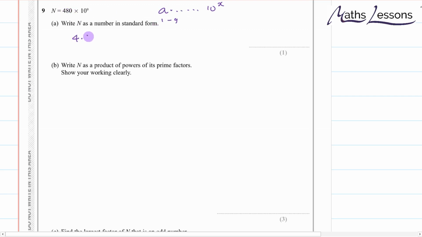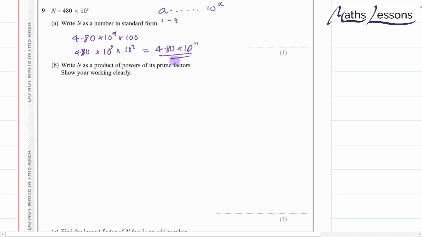So we want to move the decimal place so we end up with just a single digit number. So we need 4.80. We move it twice, so that means we've divided by 100. So we need to times by 100. Now 100 as a power of 10 is 10 squared. And when we have indices, we should know that you add the indices together to combine them, so you get 4.80 times 10 to the 11.